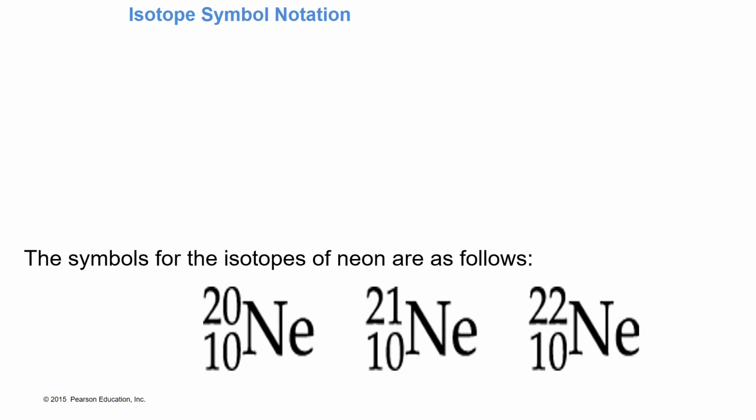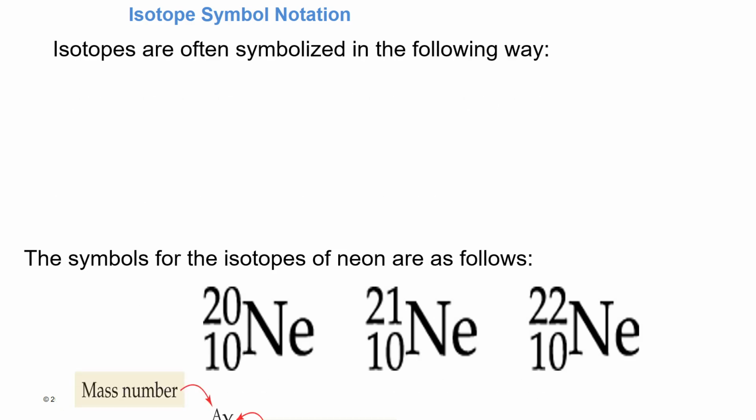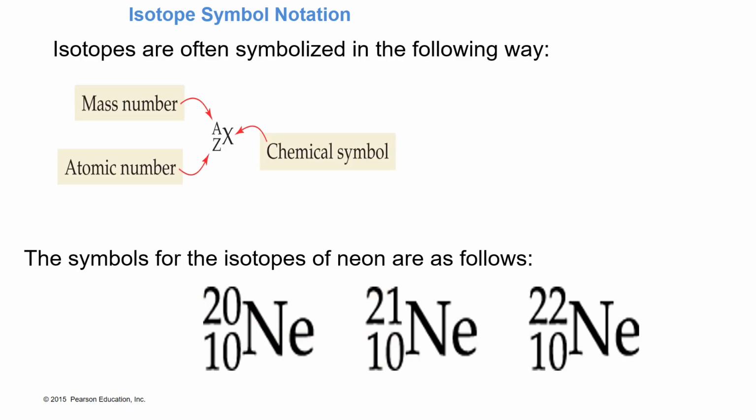So neon has 3 different versions as well. And I'm going to identify what all these parts mean. One of the ways that we represent an isotope is with something called isotope notation. We can also show an isotope as an ion by adding a charge on the other side. So there's a lot of information that we can put into a symbol when we write it.